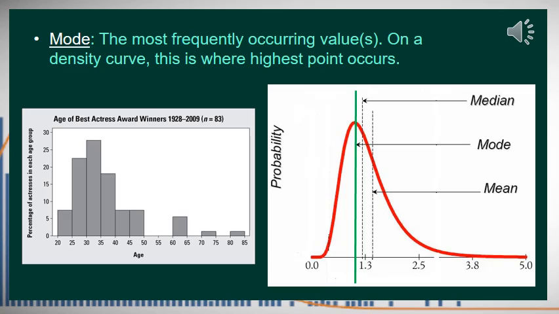Things do not change when the distribution is skewed or symmetric. On the histogram on the left, you have a distribution that is skewed right, and the mode is where the highest bar of the histogram is, between 30 years old and 35 years old here.